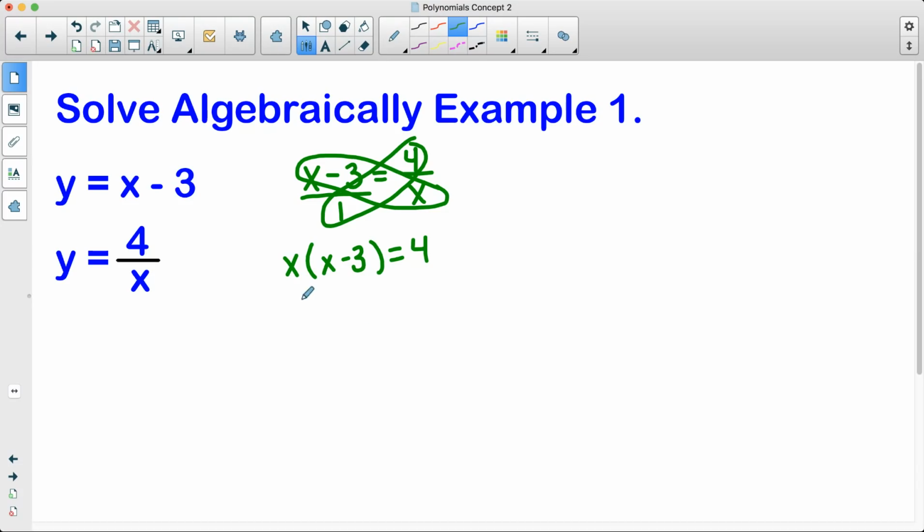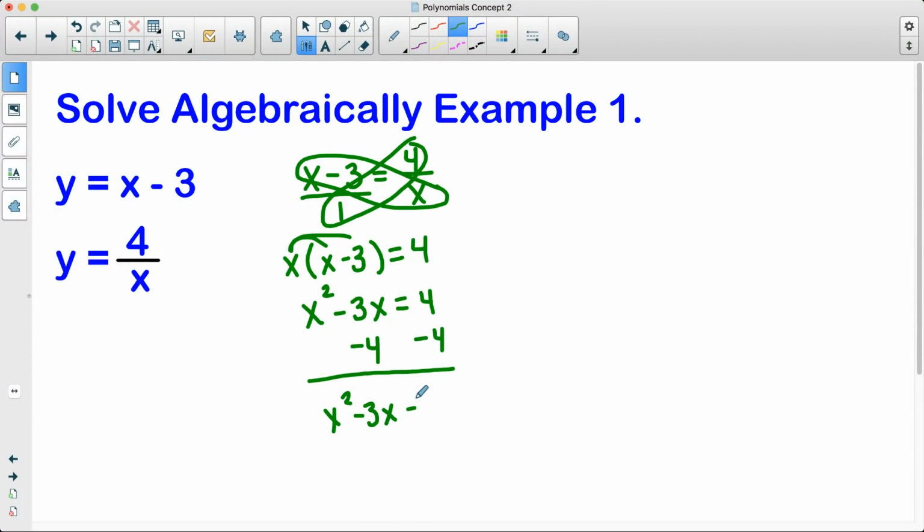From here, I need to put it into standard form. So we're going to start by distributing in this x. X times x is x squared. X times negative 3 is negative 3x, equal to 4. And to put it in standard form, it needs to be set equal to 0. So I'm going to subtract 4 from both sides. And we have x squared minus 3x minus 4 is equal to 0.